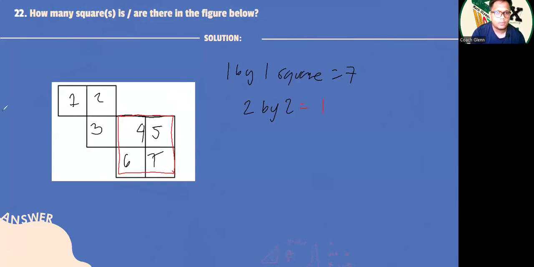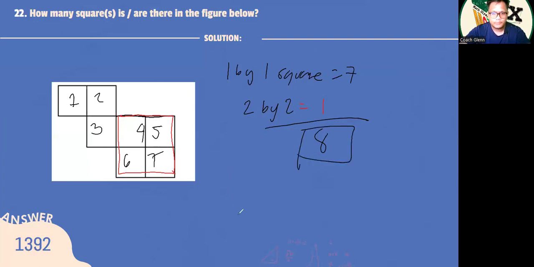So just add the two. So we have 7 plus 1. So the final total tally would be equal to 8 squares. Wait, why is it 1392? Wait, let me double check. Yeah, it's 8. That's a typo. The final answer here is 8.